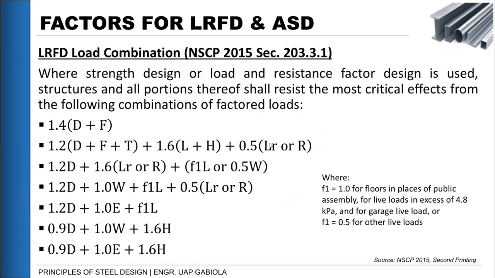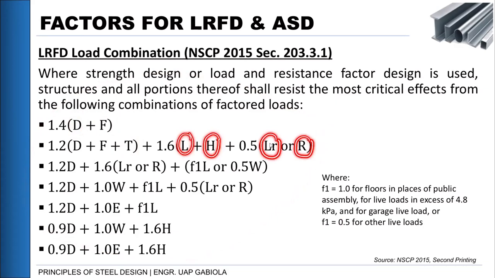And for this load combination, these are the ones suggested by the code. Okay? So, let us first enumerate the loadings present. For D, we have the dead load. For F, we have fluid pressure. For T, we have temperature. For L, live load. For H, we have earth pressure. LR is for roof live load. R is for rain load.